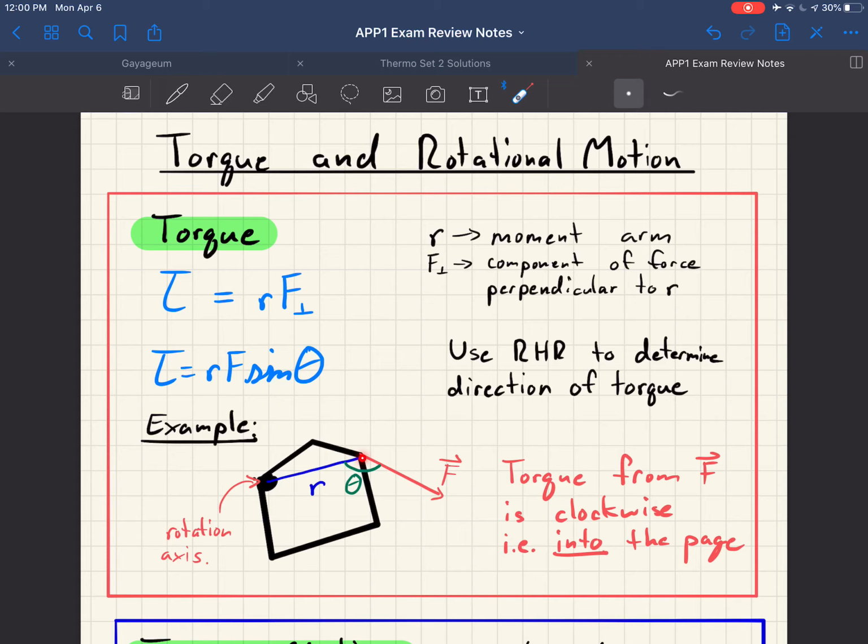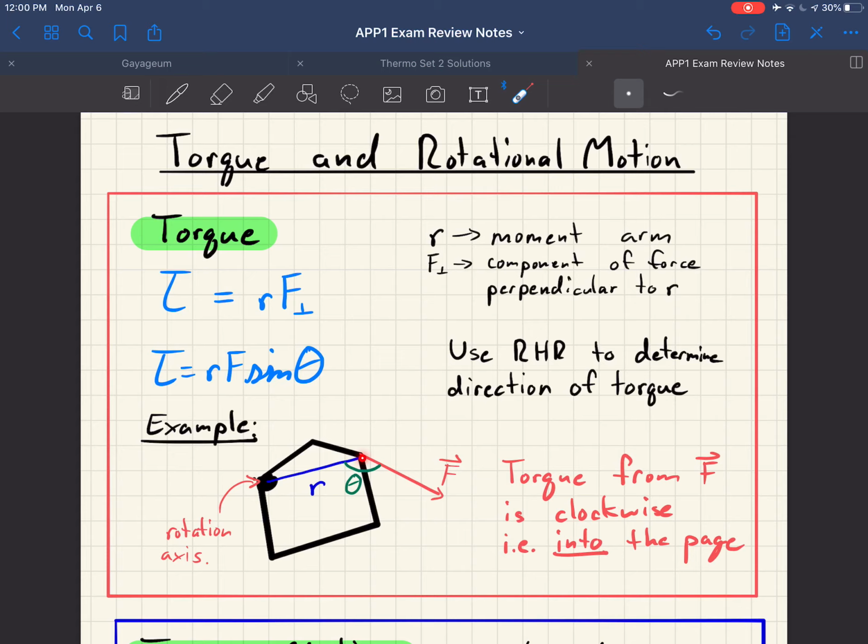All right, this is officially our last concept review for the AP exam. It's on torque and rotational motion. So let's start with the definition of torque. Torque is sort of the rotational equivalent of force.